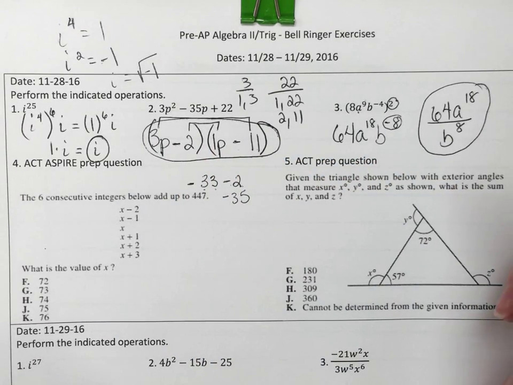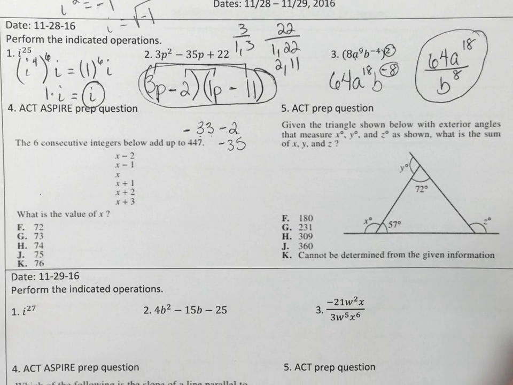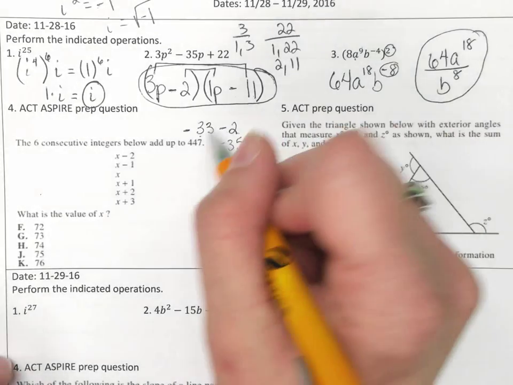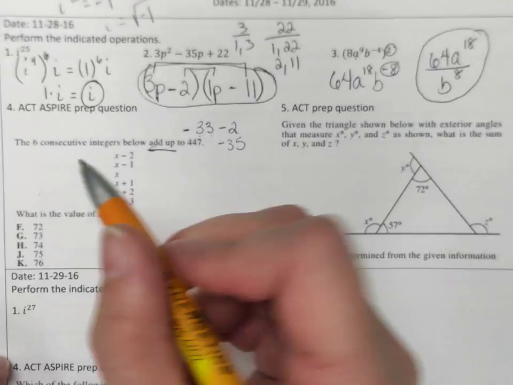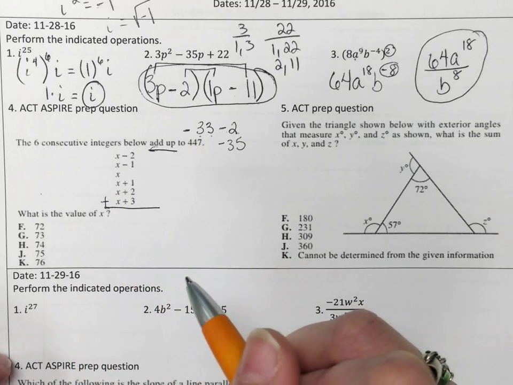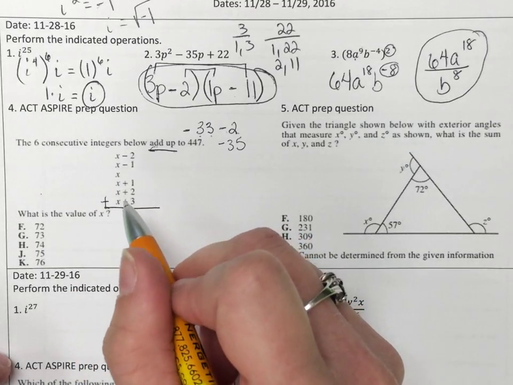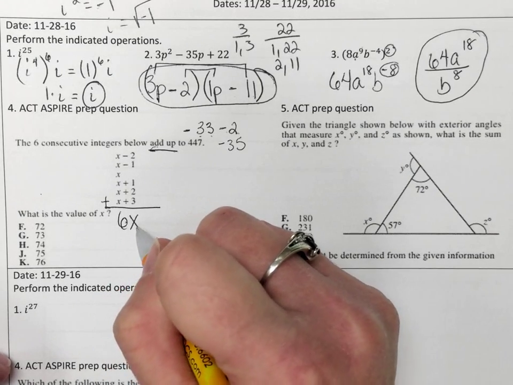All right, number 4 is an ACT Aspire prep question, okay? It's really easy. It says the following integers below add up to 447. If you've been in my ACT prep class, you've seen this before, okay? So, if I'm going to add them all up, how many x's do I have? 6x. Yeah, that makes sense. Add all those numbers up.